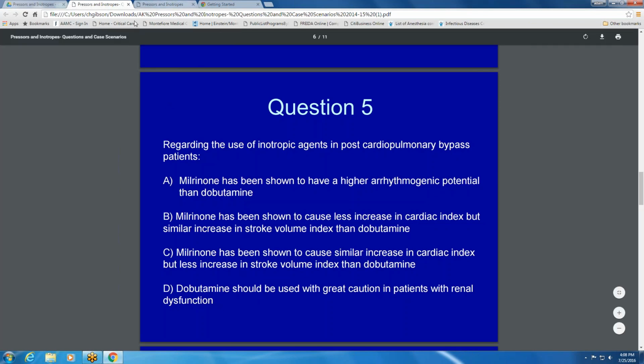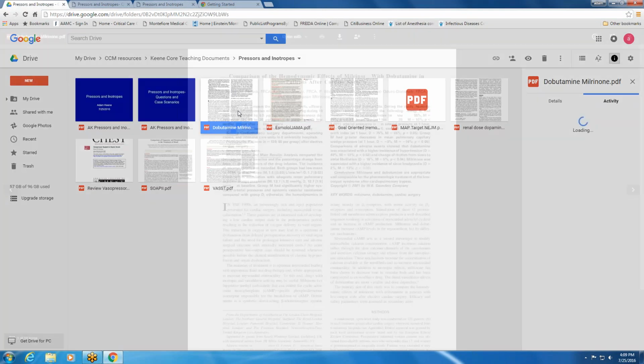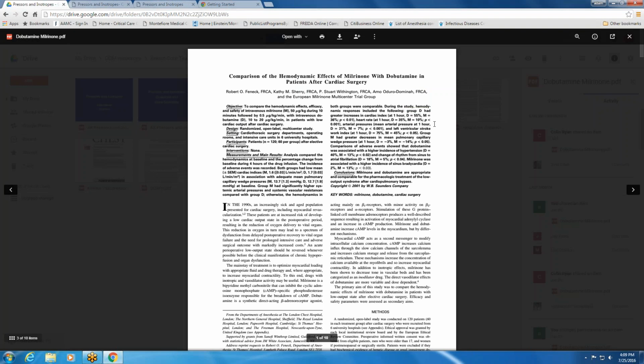It's not a well-known article particularly, but it's the best article that I could find that compares the hemodynamic effects of dobutamine versus milrinone overall, and this is done in a very controlled fashion. It's done in patients with low cardiac indices after cardiac surgery. So we usually use dobutamine and milrinone in patients with low cardiac indices. Most frequent place we see that is after cardiac surgery.